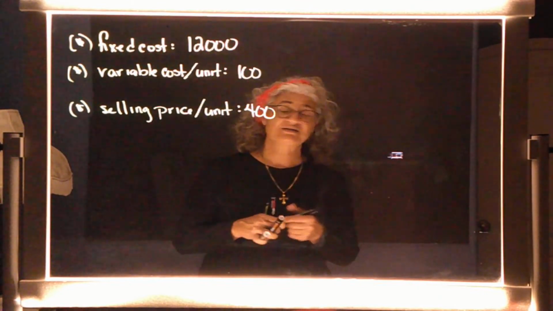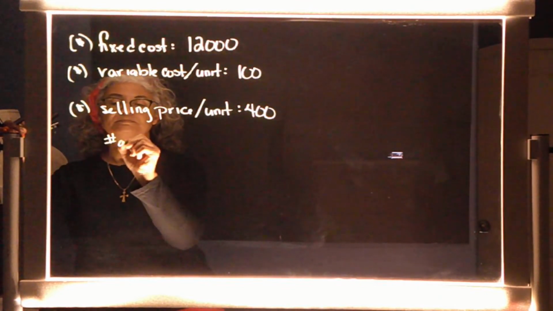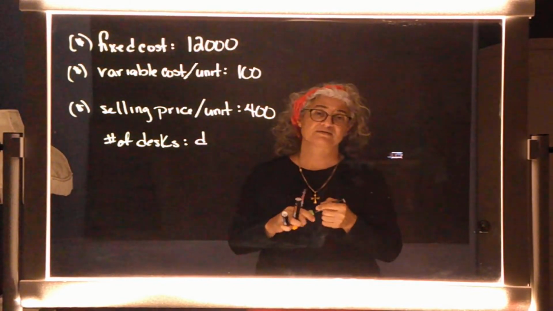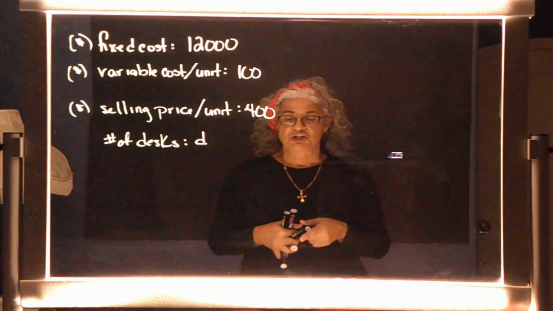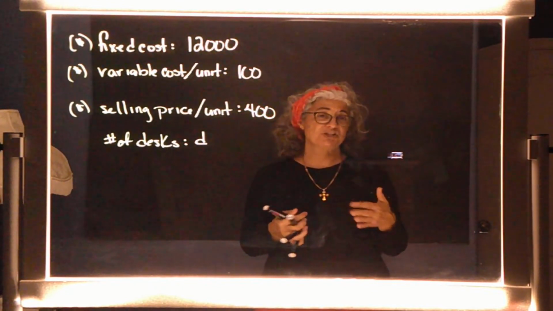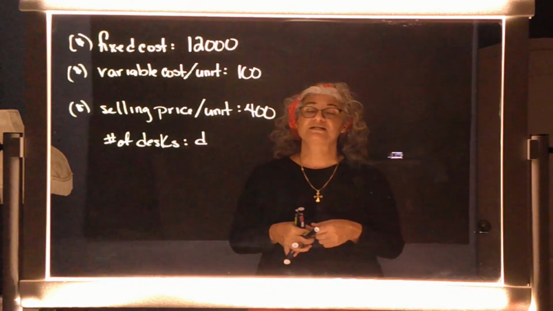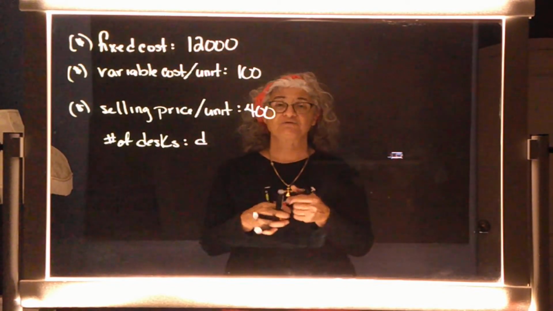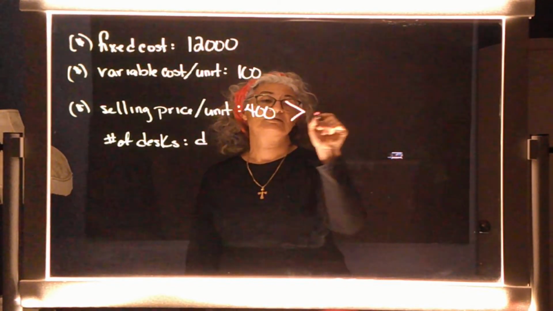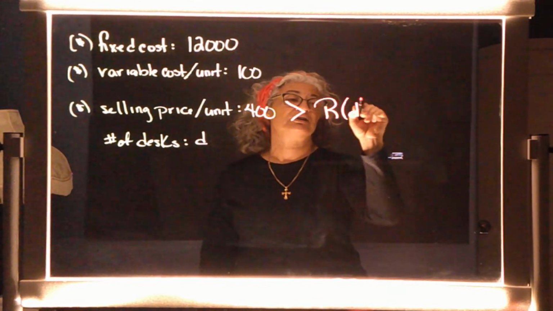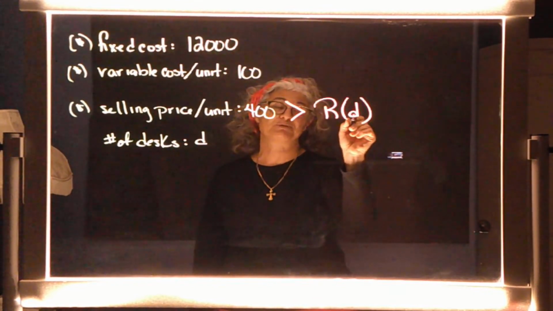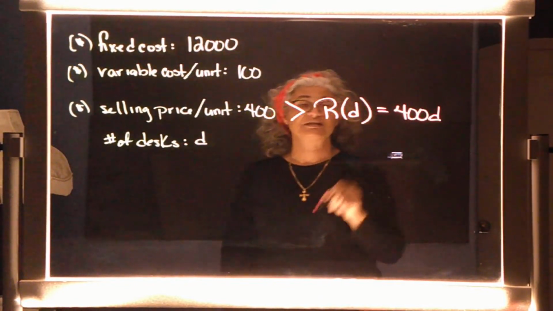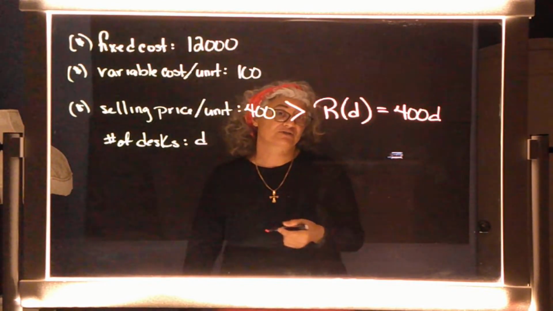So do I know the number of desks? Nope. I'm going to call it D for the number of desks. Okay. So the first question it asks me is to give them the revenue function. Well, the revenue function comes from the selling price. So my revenue function, R of D, revenue at number of desks, will be, good, 400 times D. Because I'm selling each desk for $400, aren't I?